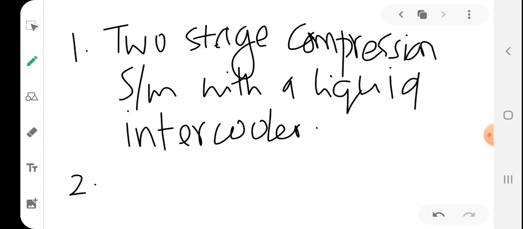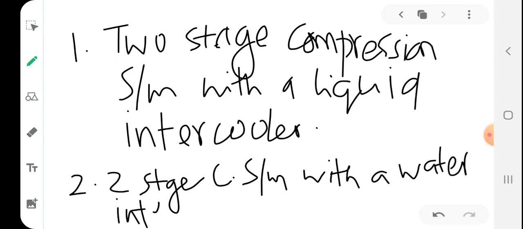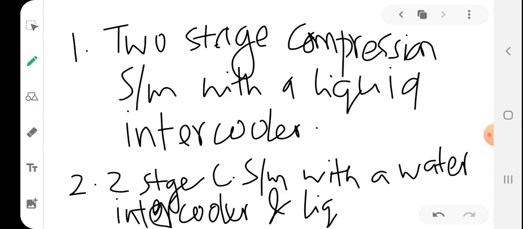And the second one was a two-stage compression system with water intercooler and liquid subcooler. So two types of multi-stage compression system we have studied.